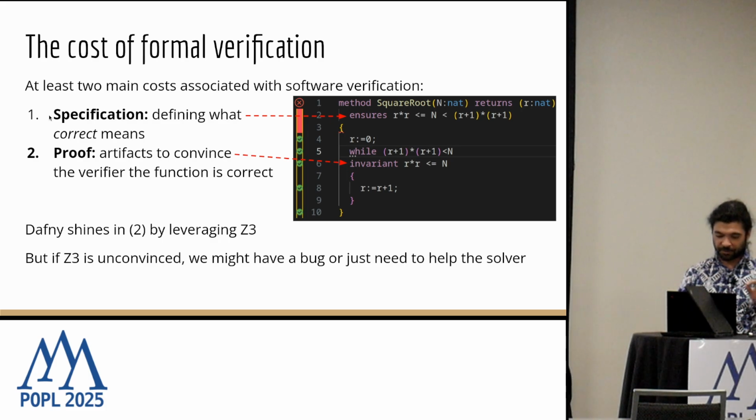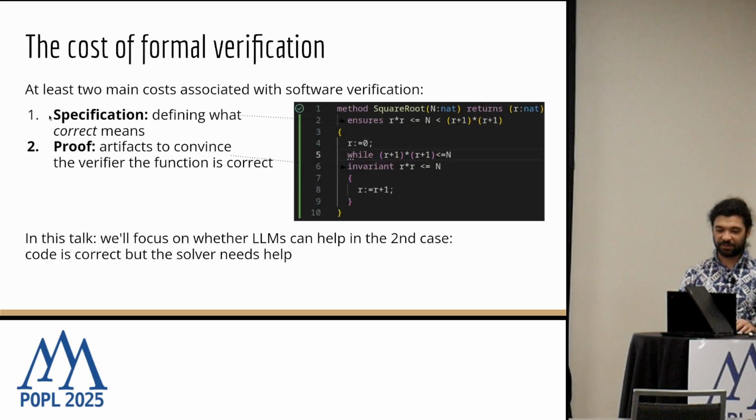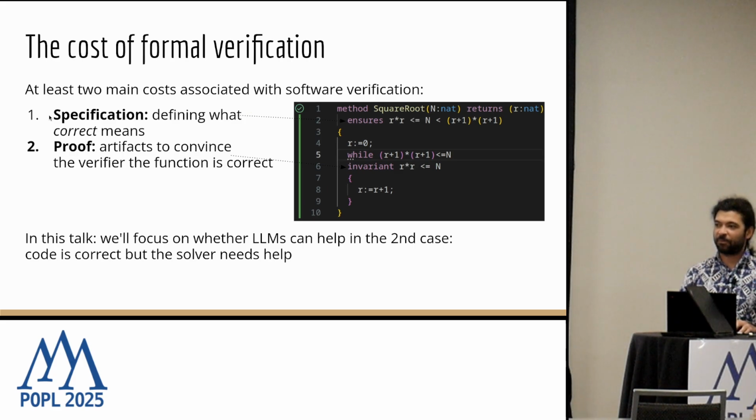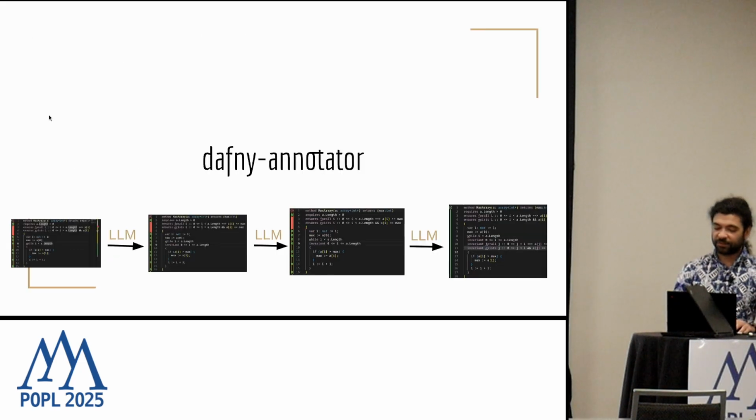So in this talk, we're just going to focus on one particular scenario, which is the second case of convincing Z3. We assume that we have a method that is already correct, so no bugs, but has no annotations. And Z3 cannot automatically prove its correctness according to the specification that was written. We're going to ask whether language models can help a user in this scenario, where they wrote regular code, and they actually wrote their specification of what they want the code to do, but the verifier is still not convinced. OK, so this leads to this tool called the Dafny-annotator, which will basically work as this diagram shows.